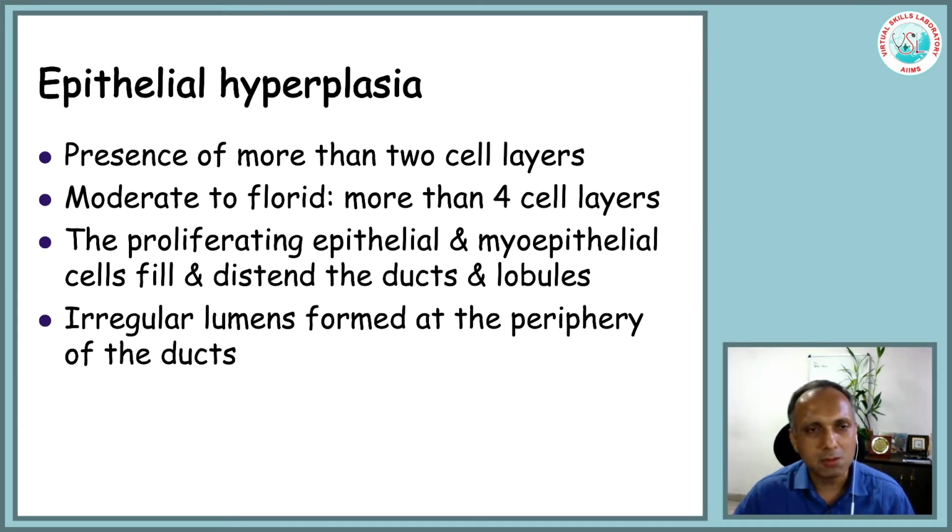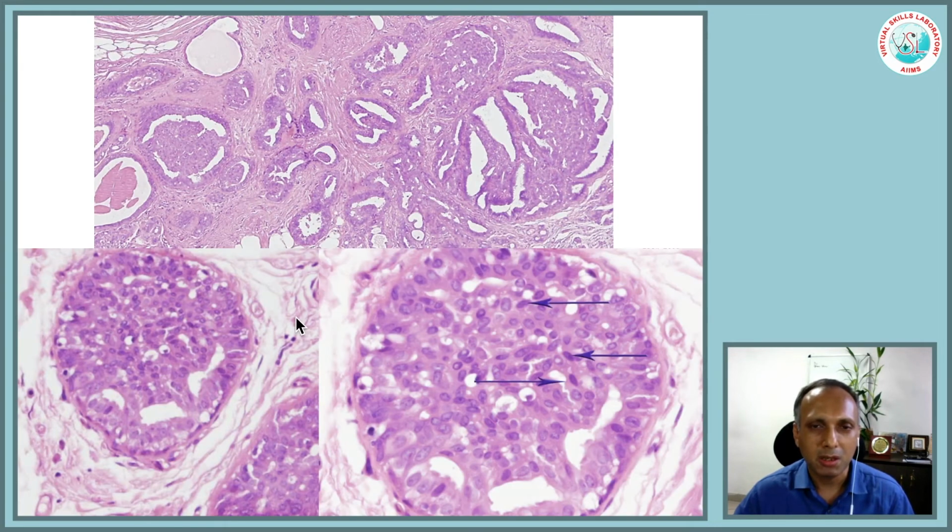Before we go into details, what is epithelial hyperplasia? As you know, the breast ducts and acini are lined by dual layered epithelium. Now the presence of more than 2 cell layers is known as epithelial hyperplasia. It is called moderate to florid when it is more than 4 cell layers. So what happens is this proliferating epithelium and myoepithelium cells distend the ducts and lobules and completely fill up the ducts. You may have irregular lumens formed at the periphery of the ducts. Depending upon how florid the epithelial hyperplasia is, the ducts may be completely filled up.